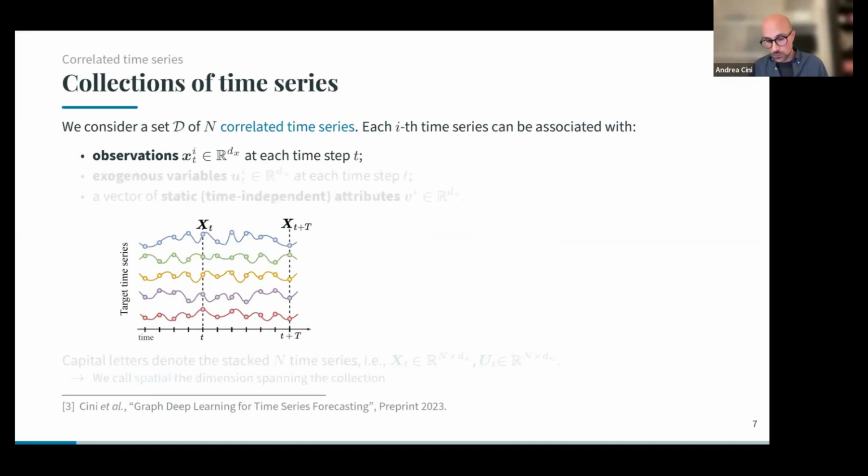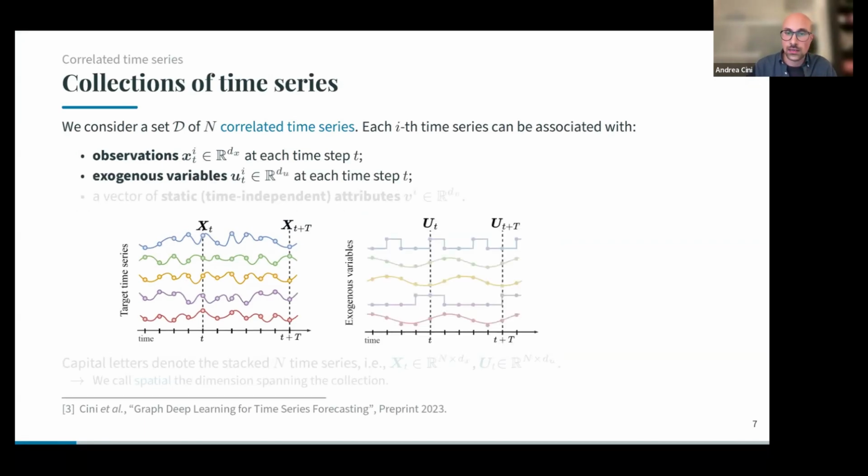So for what concerns the kind of data that we want to process, we assume to have available a collection D of n correlated time series, and each one of the time series can be multivariate, so we can have multiple observations at each time step for each time series. Together with the target time series, we can have covariates. These are exogenous variables that might be somehow helpful in doing the processing. And these covariates can be both dynamic but also static. And in this case, we talk about attributes.